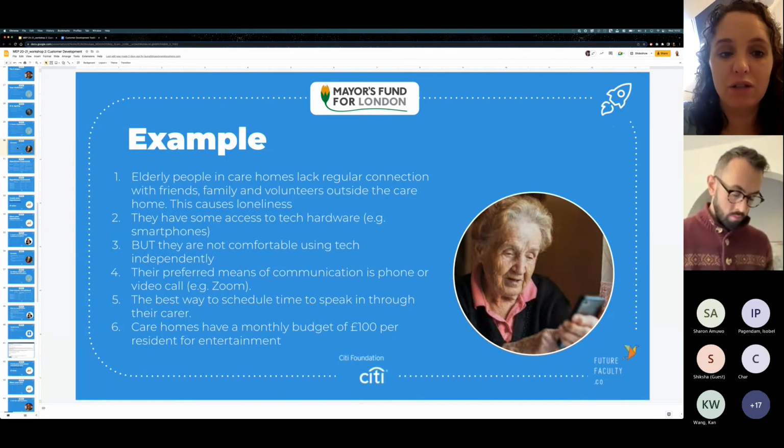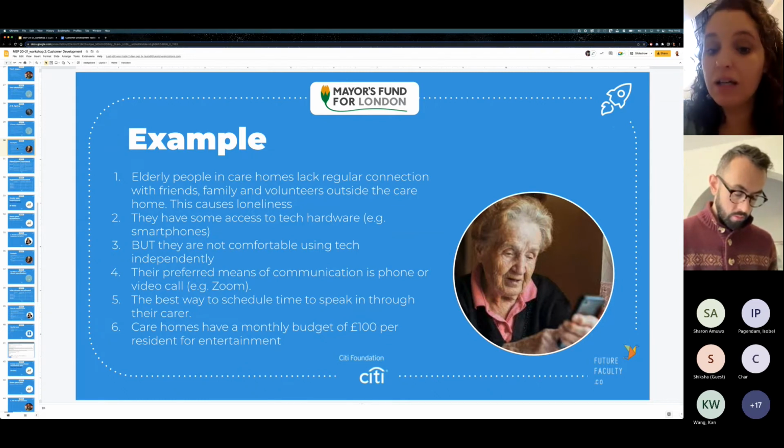So an example on the next slide says elderly people in care homes lack regular connection with friends, family and volunteers outside the care home, and this causes loneliness. It's most likely true. However, it's an assumption that we've made. So we need to test that hypothesis and just make sure that that's true. They have some access to tech hardware, for example, smartphones. They may not. Again, let's test the hypothesis.